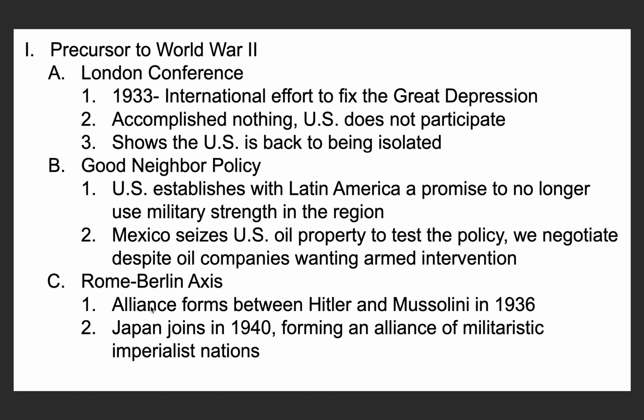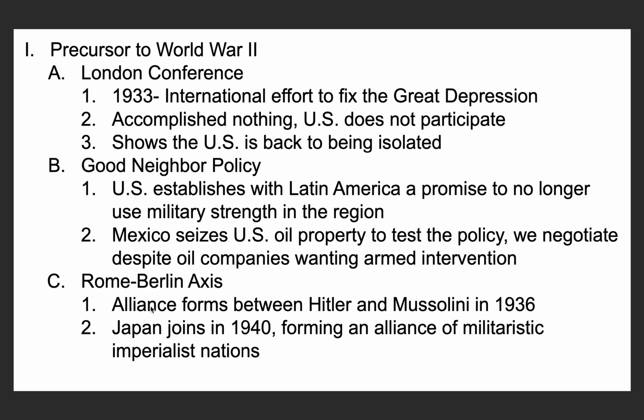Now, a lot of the oil companies wanted us to go in with the military. We negotiated instead of sending in the military, and we were able to get our property back and avoid armed intervention. Okay, but this did put that new policy to the test.